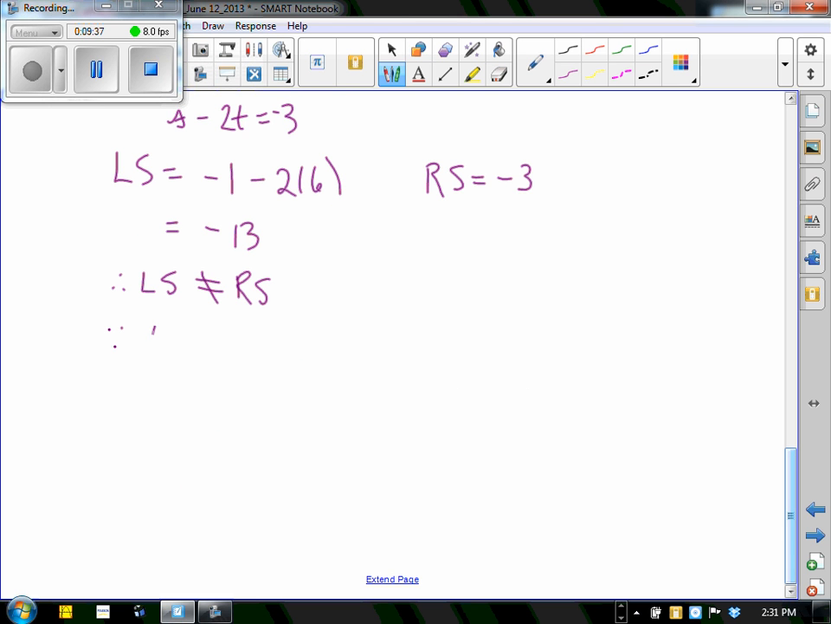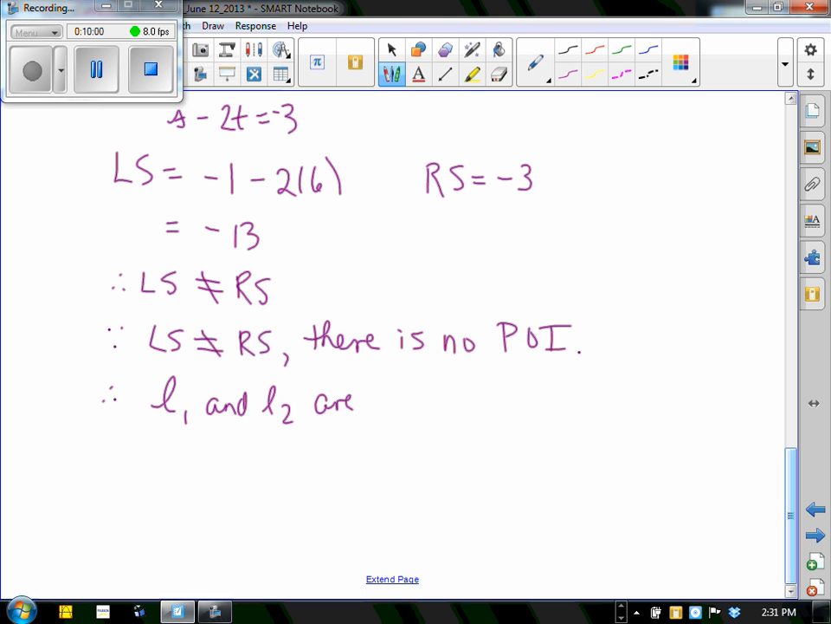Okay, so since the left side is not equal to the right-hand side, what we can say is that there is no point of intersection. And I'm going to be brief by using POI. So there is no POI. So therefore, line 1 and line 2 are skew because of the fact that they are not parallel and they are also lines that do not intersect.